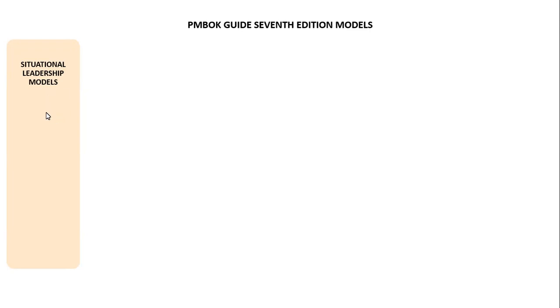We're starting off with one of my favorites. It's the Situational Leadership 2. This is Ken Blanchard's Situational Leadership 2 model. To be quite honest, Paul Hersey and Ken Blanchard worked on this way back, but the PMBOK Guide 7th reads, this measures project team member development using competence and commitment as two main variables.